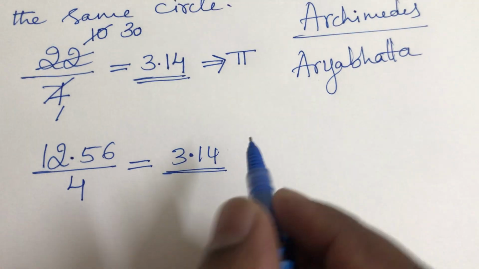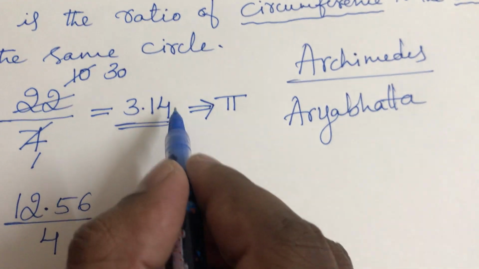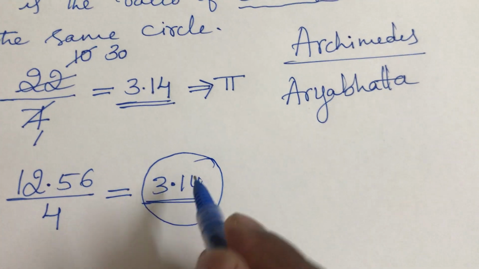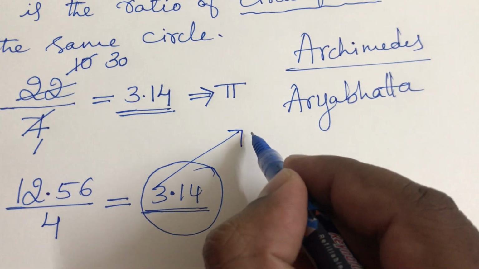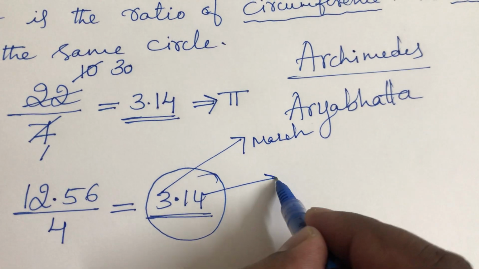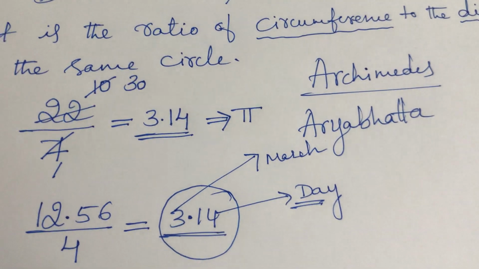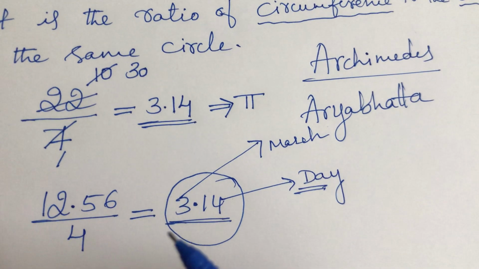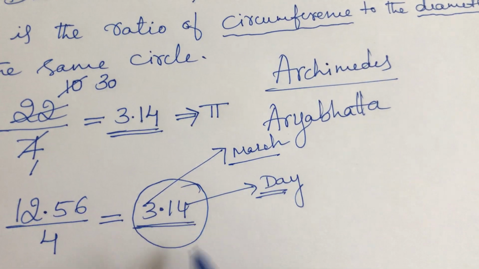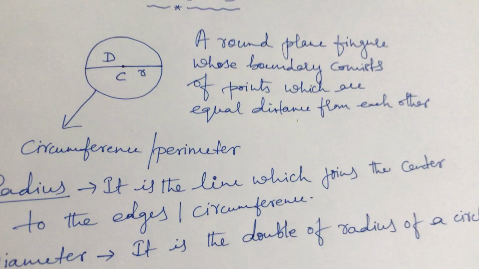One more important thing we have to remember here. International Pi Day is celebrated on March 14th, which is taken from 3.14. The 3 represents the month of March and the 14th is the day. To remember and respect this, they started celebrating on March 14th. This is all about pi.